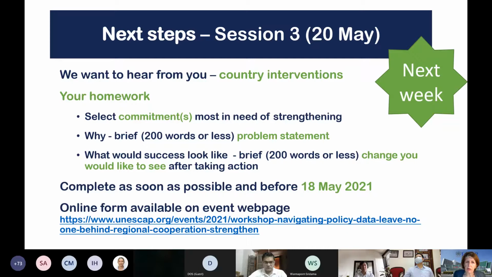And we're going to invite you to select one or more or all four of these commitments that you think need most strengthening in your country, and then give us a very brief, and we really want very brief, 200 words or less, statement of what the problem is. It could be something simple like our legislation does not allow data sharing, or there's an issue with our partners, or some form of a problem statement.